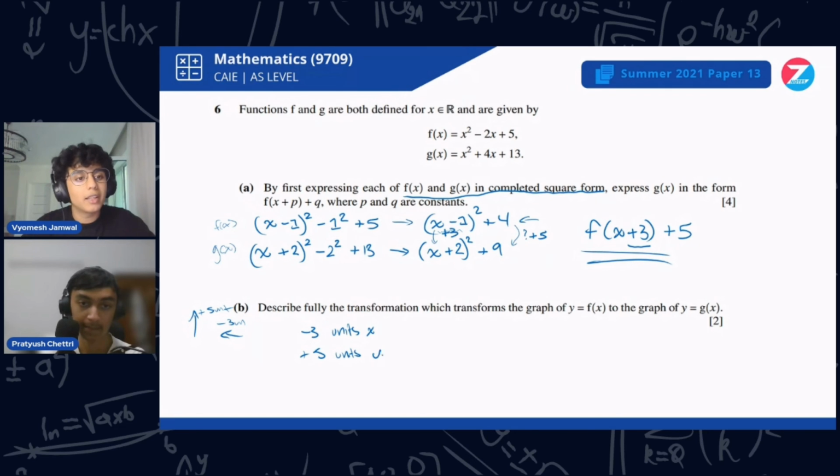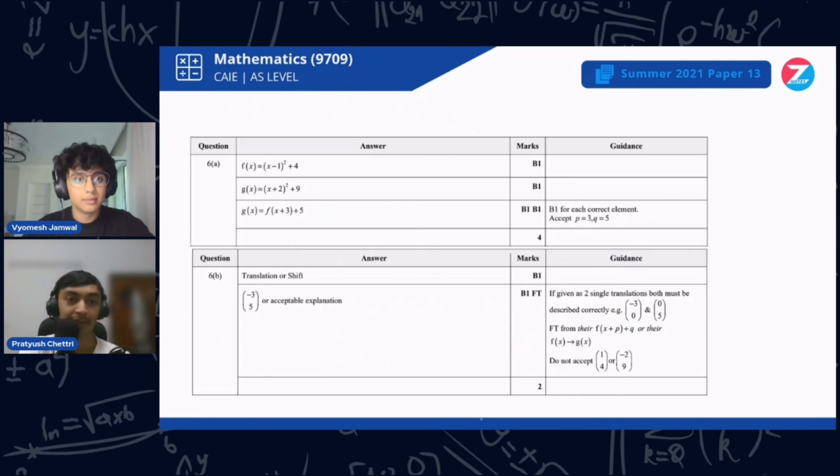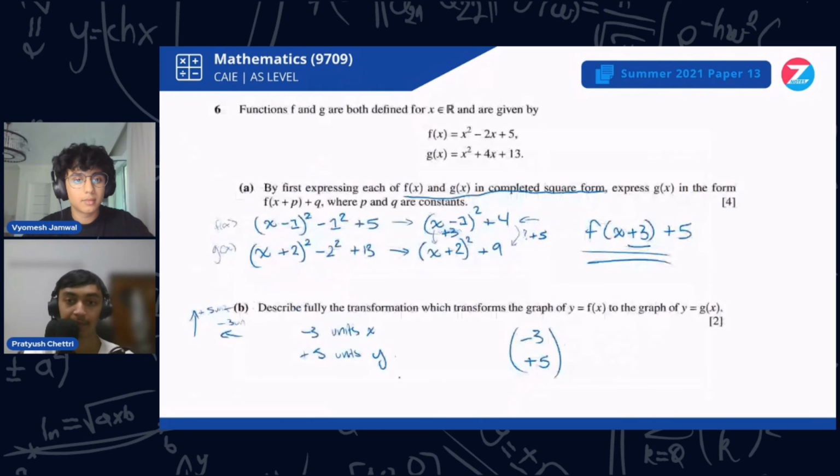So either we could write it like this, or we could also write this in a vector form. You could write minus 3, 5. Yeah, like that. So that's a transformation. Epic. That's all there is to this question. You wrote two completed square forms, then the transformation between the two, and then put that in words. Translation or shift, or this and this.